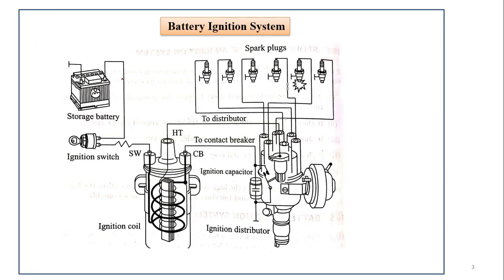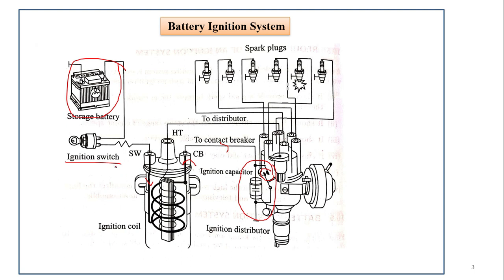I already discussed this battery: the current from the battery is passed through the ignition switch to the primary winding, and from the primary winding it is transferred to the contact breaker circuit. This is the contact breaker circuit, right? So the current flows in this way, but when there is no contact between the contact breaker points, this circuit will be disturbed.